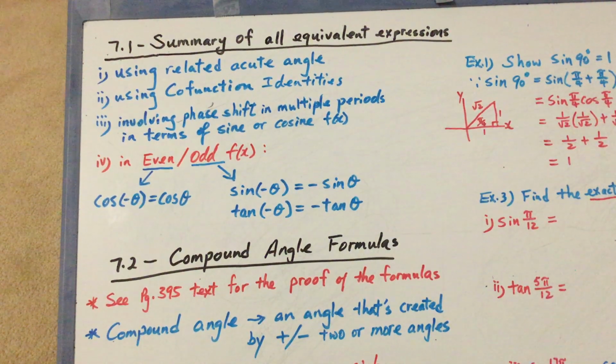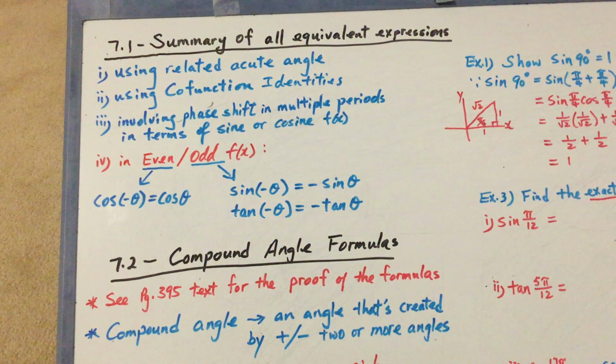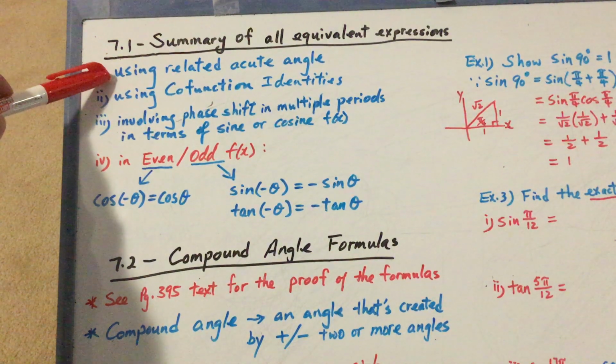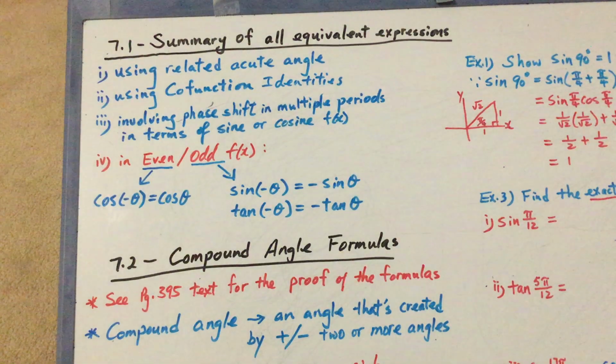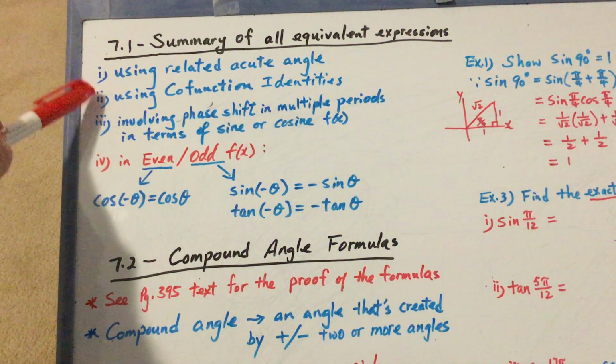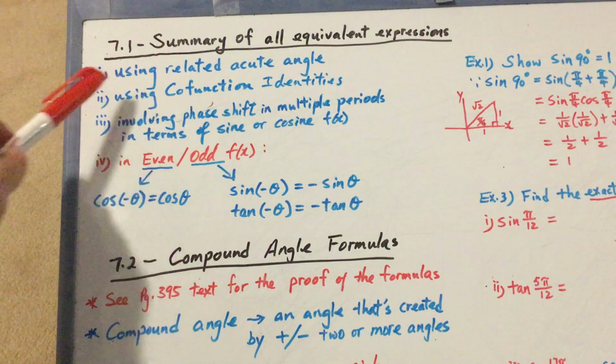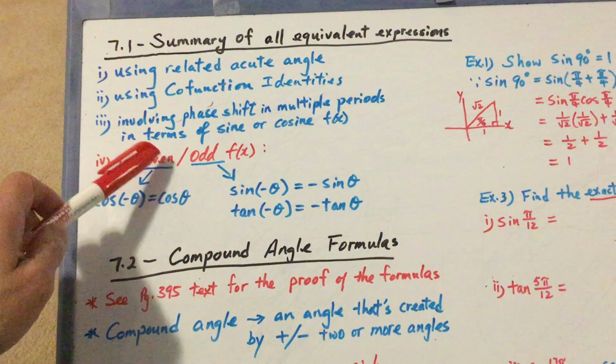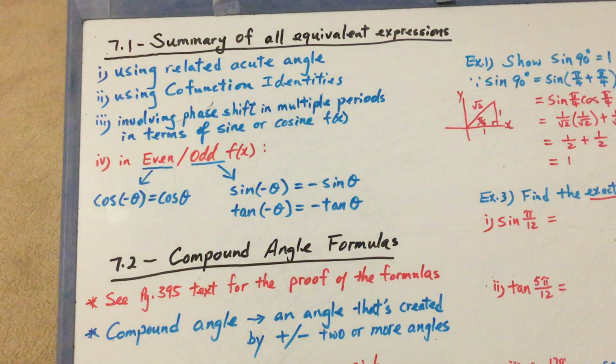Before I start working with 7.2, the compound angle formulas, I would like to quickly summarize all the equivalent expressions that we talked about in 7.1. From my first video, I showed the example for the equivalent expressions using the related acute angle. The second type is using the cofunction identities, and number 3 involves the different phase shifts in multiple periods in terms of sine and cosine functions.